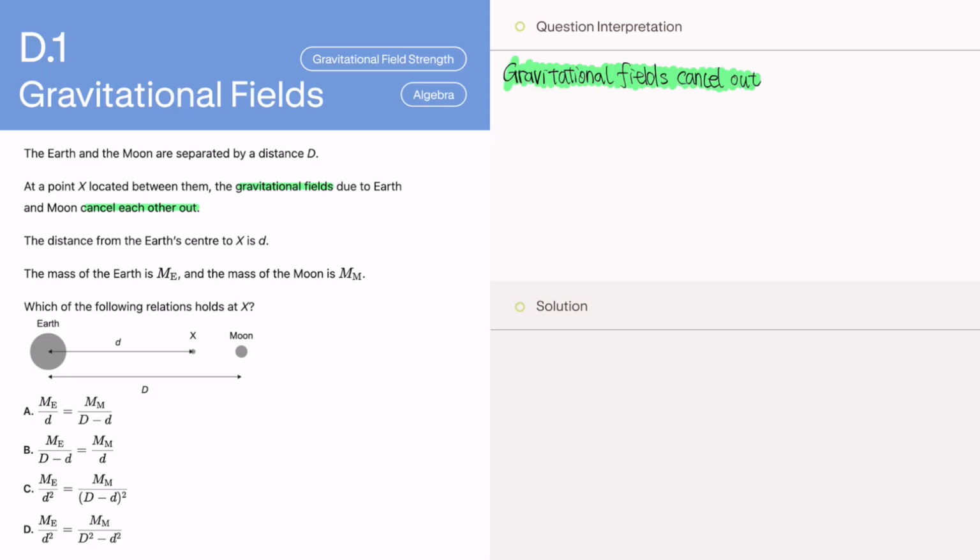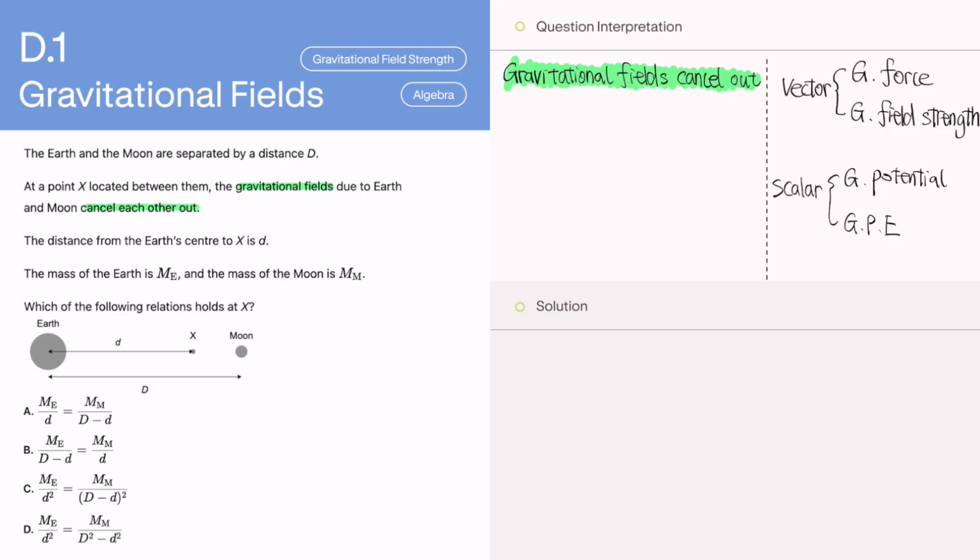That's the key information. Now, what does gravitational fields mean here? Remember the four very important quantities in this topic: gravitational force, gravitational field strength, gravitational potential, and lastly, gravitational potential energy. The first two are vectors. The last two are scalars. The phrase cancel out is usually reserved for vectors, just like when we say two forces cancel out. So gravitational fields cancel out really means the gravitational field strength cancel out.